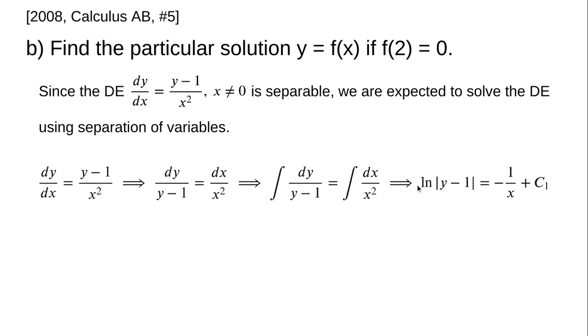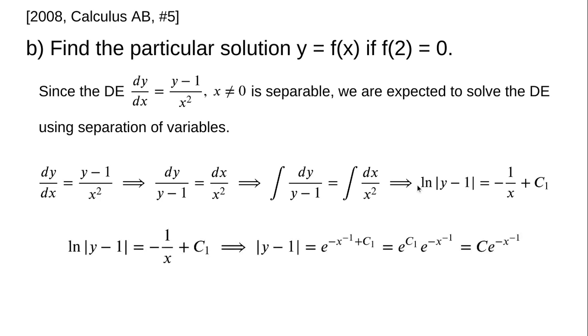So in this case, solving for dy on one side, dx on the other side, we get dy over (y minus 1) equals dx over x squared. Integrating both sides, we're going to get the natural log of the absolute value of y minus 1 equals negative 1 over x plus a constant. Simplifying this, if we exponentiate both sides, we get the absolute value of y minus 1 equals e to the negative x to the minus 1 plus that constant.